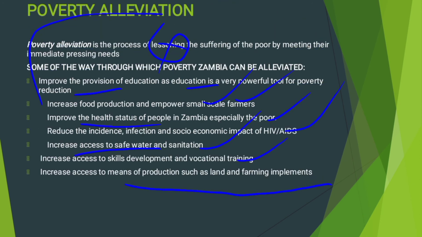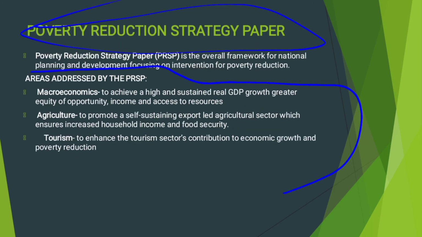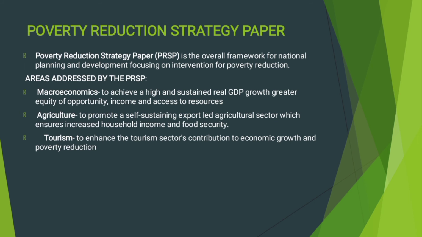Like I said, here is poverty alleviation. How can we alleviate poverty? How can we lessen the suffering of the poor people? Now, this one is the plan by the country, by the government now, to lessen the suffering of the poor people. That's what we're calling the poverty reduction strategy paper.